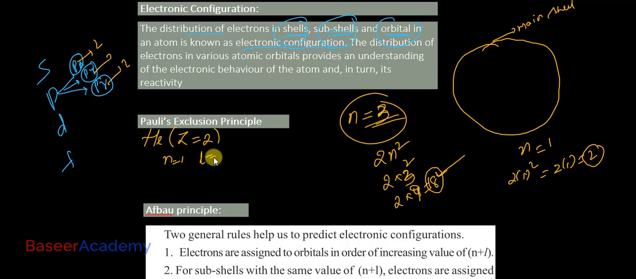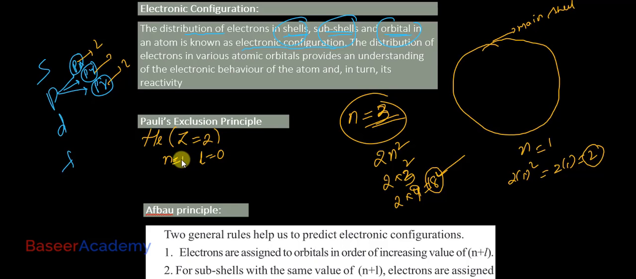And what is the L value? The L can take values from 0 to n minus 1, right? What is the value of n here? 1. 0 to 1 minus 1. 1 minus 1 is 0. So in the first shell, you have only one subshell.